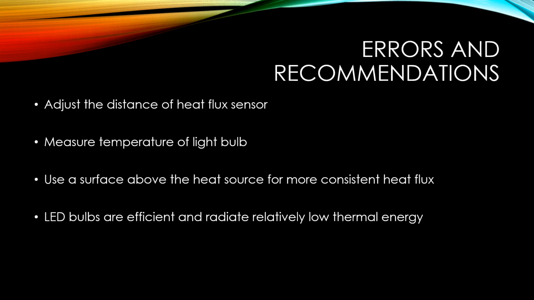So a couple errors and recommendations for this experiment. One thing I could do differently is adjust the distance of the heat flux sensor and just gather more data for the experiment. Next, I can also measure the temperature of the light bulb and see what the results would be for that. Could also use a surface above the heat source, and this would just give me a more consistent heat flux data because heat rises, and the experiment I had it off to the side.